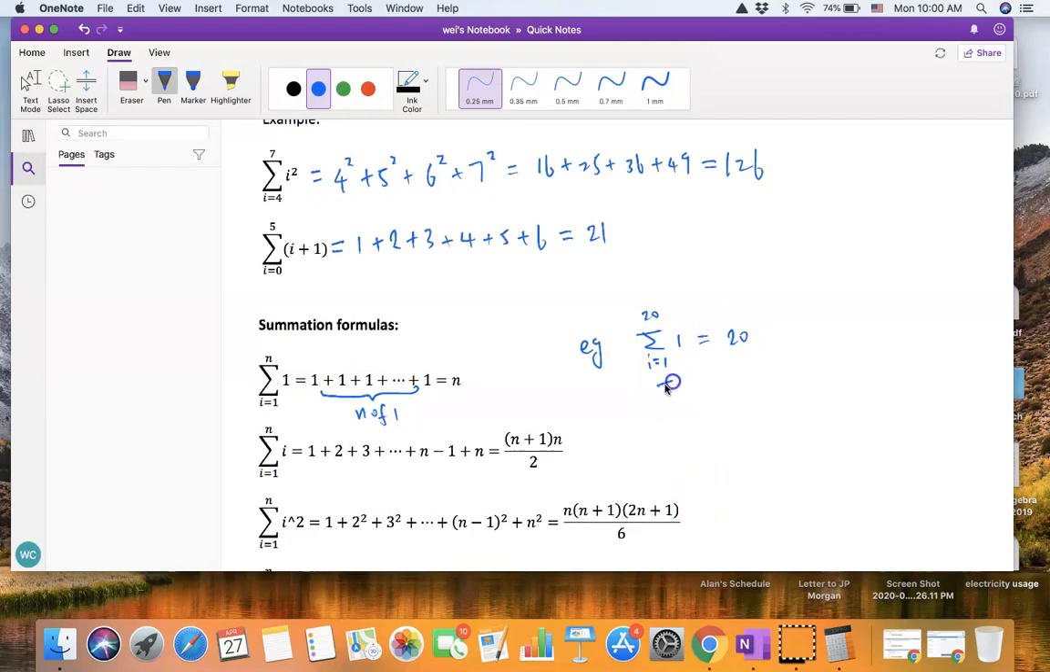Now if we have a sigma of 1 with i from 2 to 20, this time the result is not 20, the result is 20 minus 1. Why? Since i is not starting at 1, we have to subtract 1 from 20. So in this case, we only have 19 of 1.